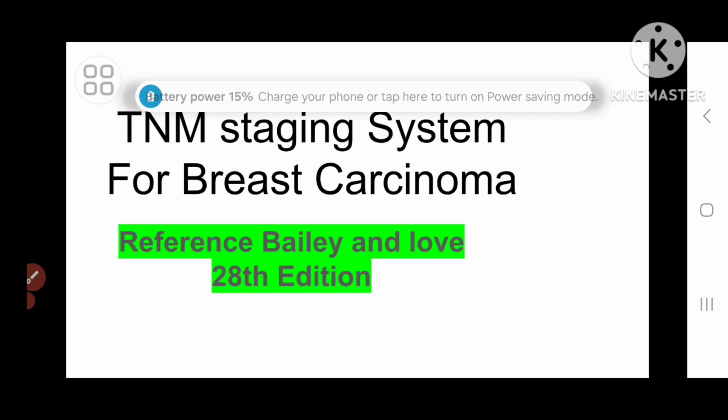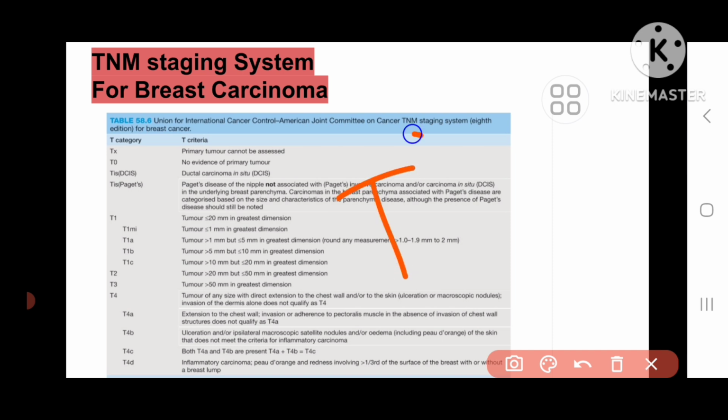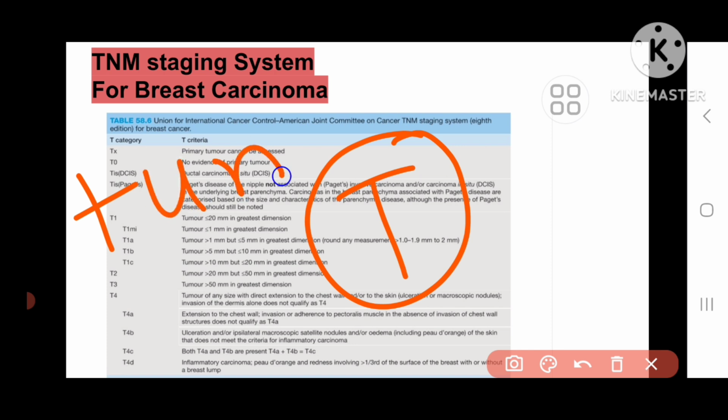In this video, I will explain the TNM staging system for breast carcinoma. This staging system is taken from Bailey and Love, 28th edition. So, in the TNM staging system, the first component is T, the other is N, and the last is M. T is the tumor size.